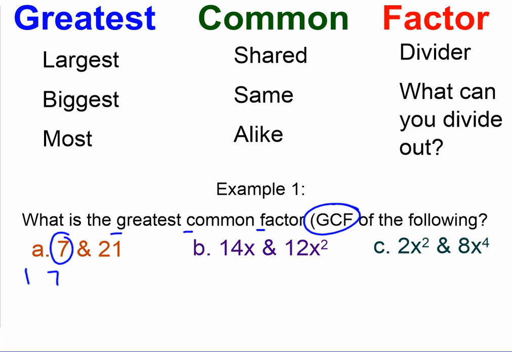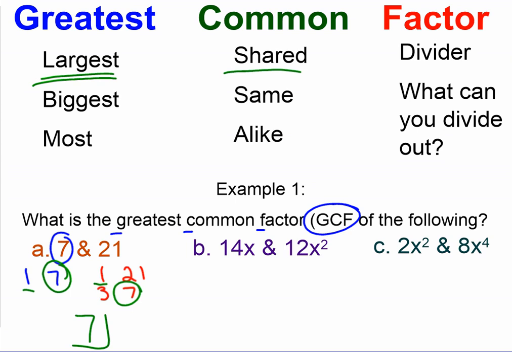If I look at the factors of 21, I know I can have 1 times 21, and I know that I can have 3 times 7. Well, I'm looking for the largest number that they share. So if I look, I know they share a 1, but that's not the largest. So I take a look at 7. They both share it, so my GCF is 7 because that is the largest shared number.